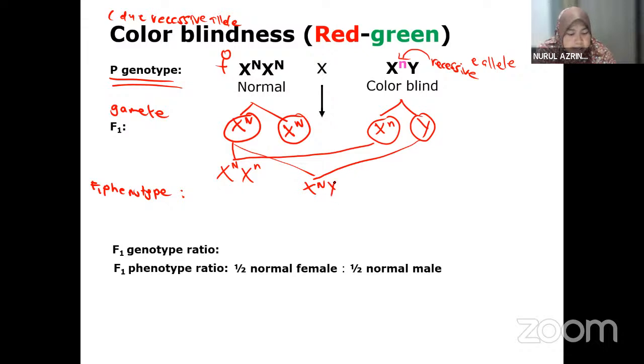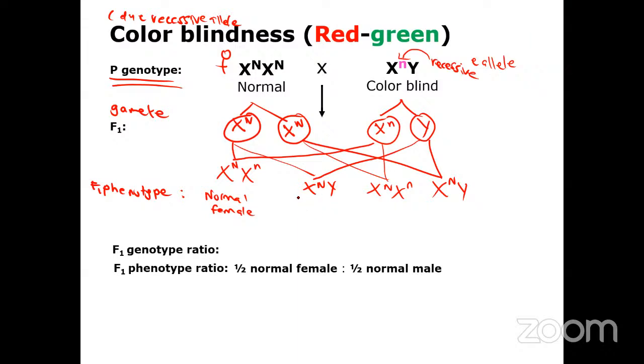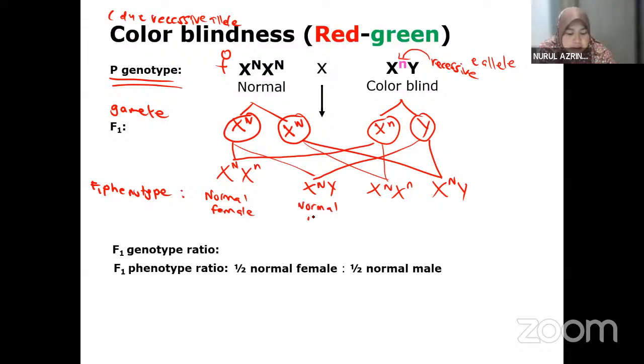Okay, right. And this one, X capital N, Y. Okay, lepas tu ni dengan ni. X capital N, X small n, and then ni dengan ni. X capital N, Y. Okay, so this one is normal female. Betul. Yang ni apa? X capital N, Y ni apa? Apa phenotype dia ni? Normal male. Okay, yes, good. Normal male. So yang ni pun normal female. Yang ni normal male.